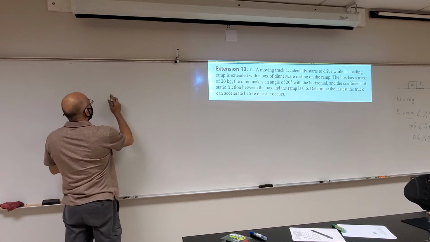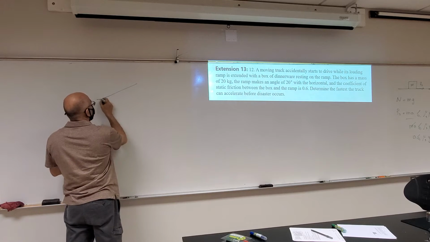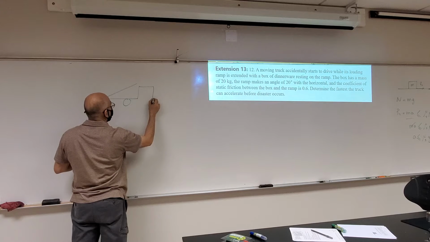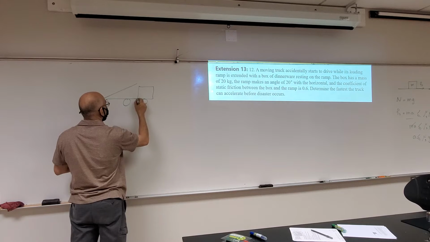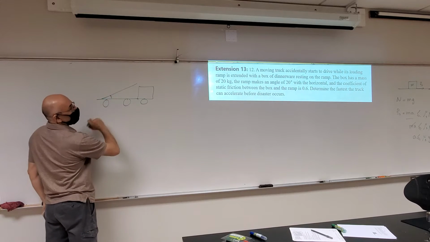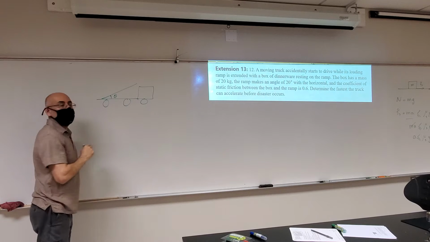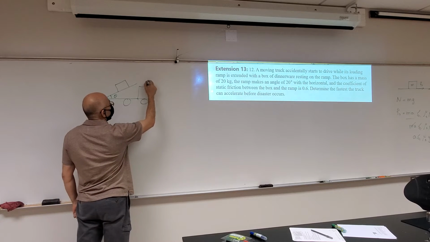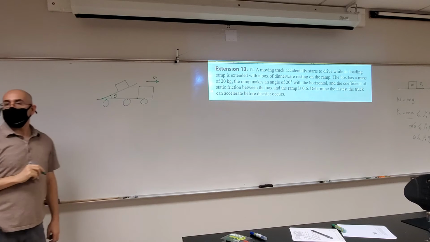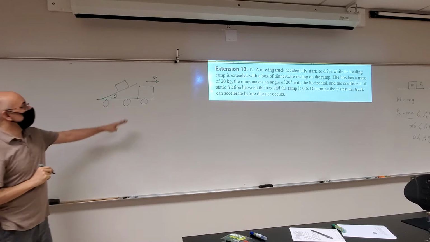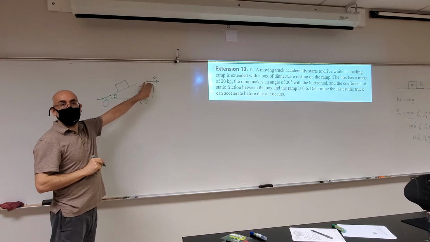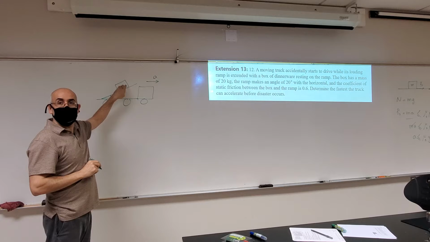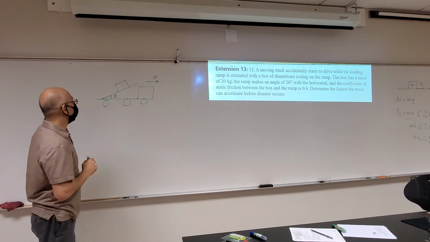So here is the bed of the truck. Okay, this is like that, right? I don't know how to draw the truck. That's at 20 degrees, theta. And there's the box here. And the truck accelerates this way. We want to see what is the maximum acceleration that this can stay put, right? Compared to this, it doesn't slip.